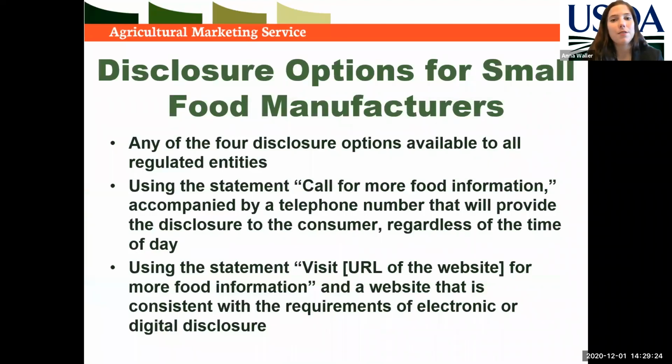The standard gives small food manufacturers, which are those entities with between $2.5 million and $10 million in annual receipts, additional flexibility by providing 2 more disclosure options in addition to the 4 previously discussed. The first additional disclosure option is to include the statement, "Call for more food information," along with a phone number that will provide the disclosure to the consumer at any time of day. The second additional disclosure option is to use the statement, "Visit website address for more food information." If this option is used, the same requirements for electronic or digital disclosure apply.